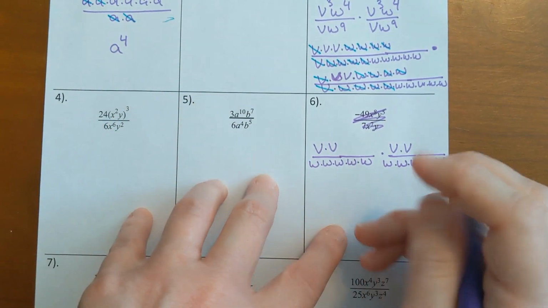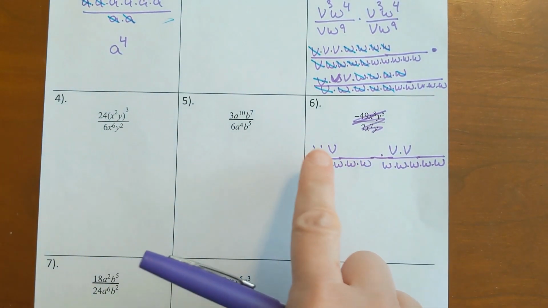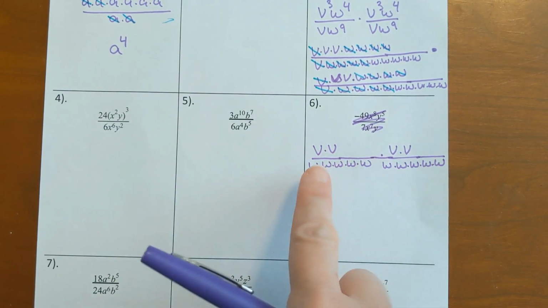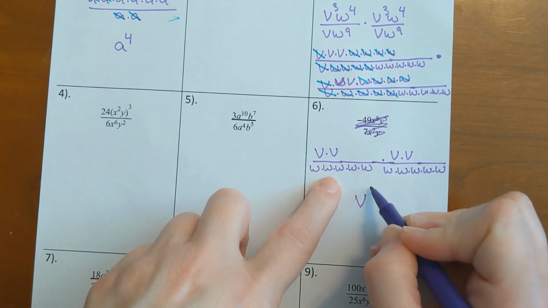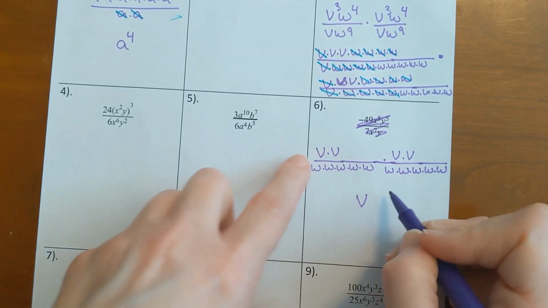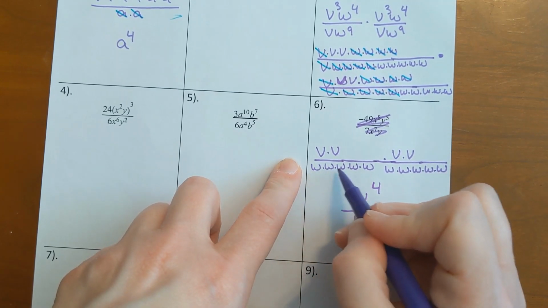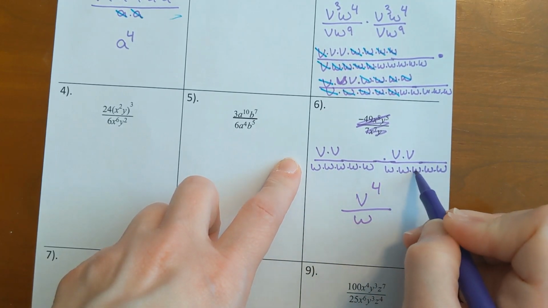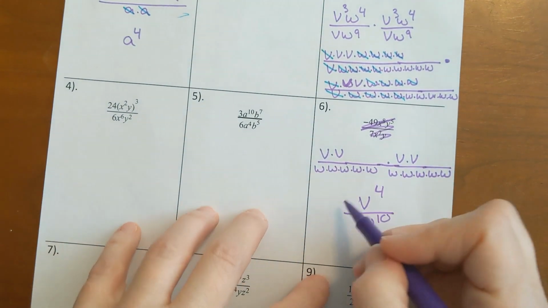Now I'm going to bring it all back together. Remember, I can make this one long fraction because that's what we do. We multiply numerator times numerator and denominators times denominators. So I really have v to the 1, 2, 3, 4th power divided by w to the 1, 2, 3, 4, 5, 6, 7, 8, 9, 10th power. And there's your final answer right there.